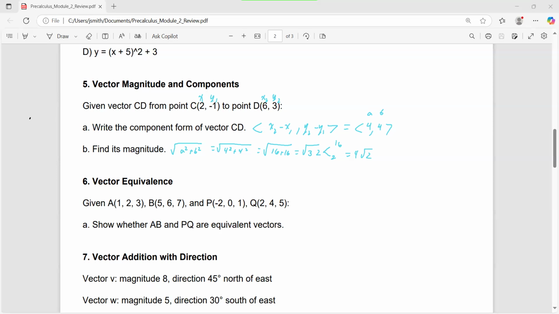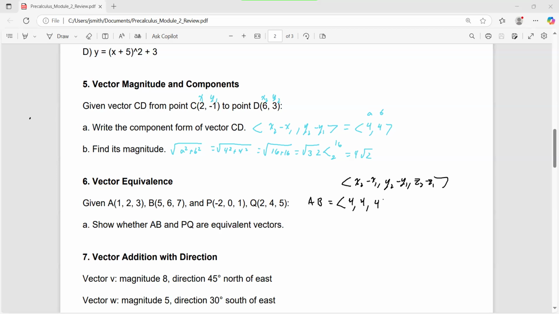You're given a three-dimensional vector, and you're just simply asked to show either AB equals PQ. And the way you do that is you simply find your AB by doing the same math. The same math for this one would just be x2 minus x1, y2 minus y1, z2 minus z1. That's the only difference with a three-dimensional vector. So in this case, what is 5 minus 1? 4. 6 minus 2? 4. 7 minus 3?